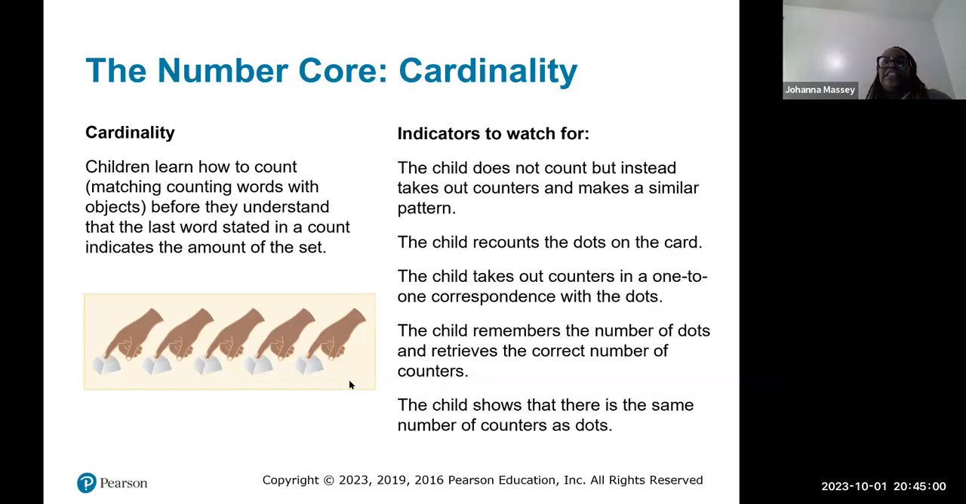The child recounts the dots on the card. So if you have, let's just say, these green letters, and I say count them 1, 2, 3, 4. How many? I say how many letters you have, and they have to recount 1, 2, 3, 4. Then there's some things you need to do. The child takes out counters in a one-to-one correspondence with the dots. The child remembers the number of dots and retrieves the correct number. So look at those. And then a child shows that there is the same number of counters as dots. So look at that progression. Check those out. Okay.